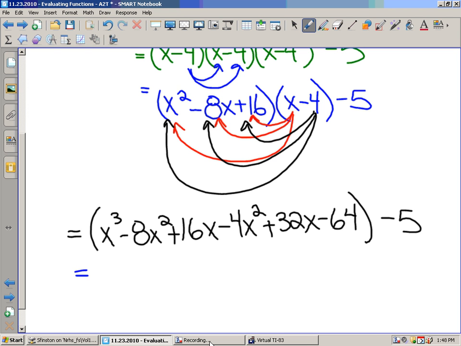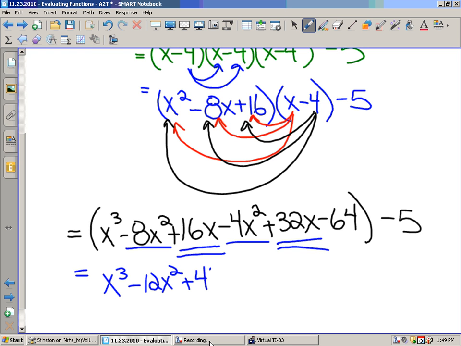Okay, so now I don't just do this for you guys. I literally do this on my paper. I highlight like terms, right? These are alike. These are alike. And this keeps me from making a mistake. So we got x cubed minus 12x squared plus 48x minus 64, and we can release the parenthesis, and then it's like minus 5. So instead of me now writing this all out, what's the final answer? Yep, minus 69.